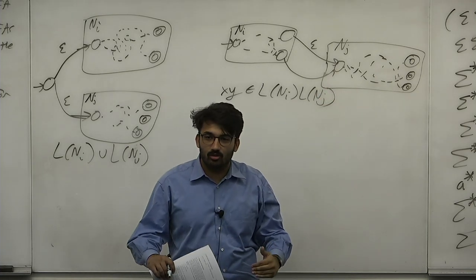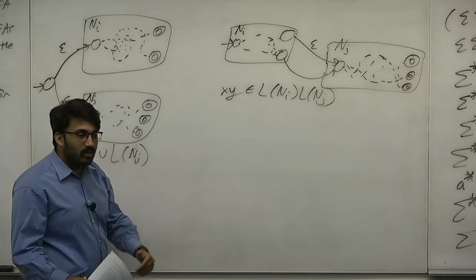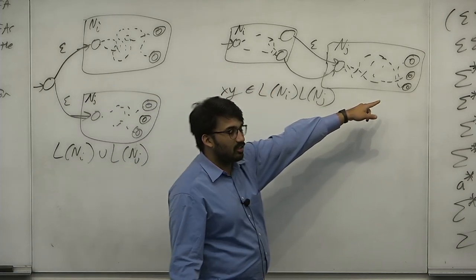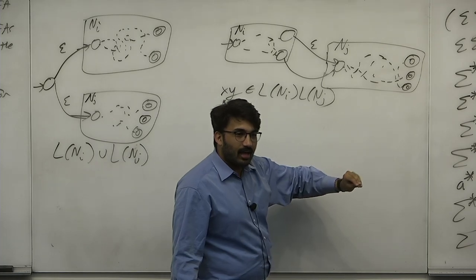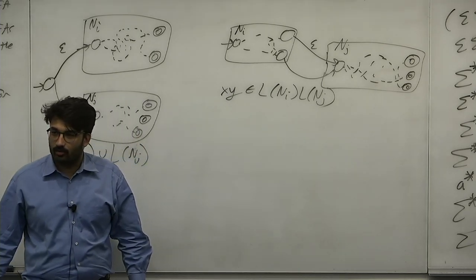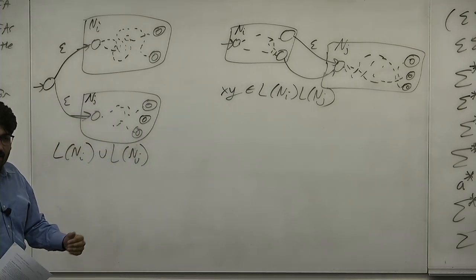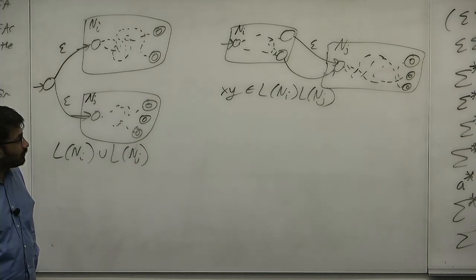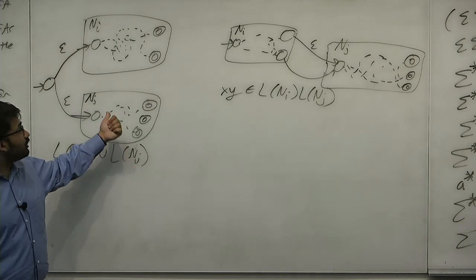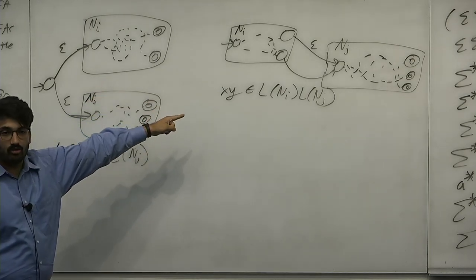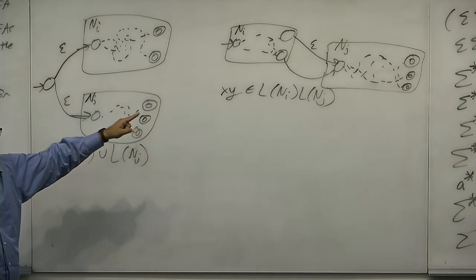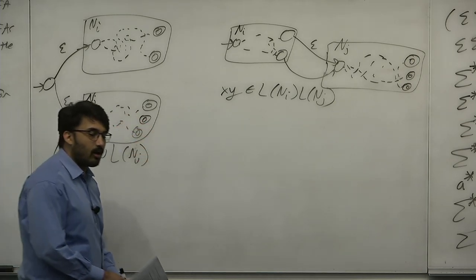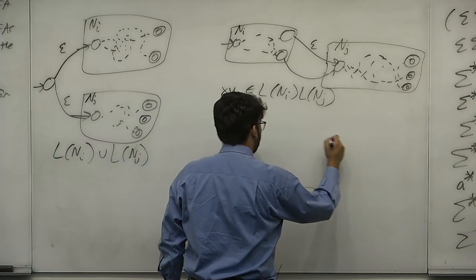So the concatenation of those two paths will get you from the start state of Ni to the end state of Nj. It's the same reason all these graph algorithms work, by concatenating paths together. Concatenating the words is concatenating the paths in the graphs. So we know that NFAs are closed under union. We also know that NFAs are closed under concatenation. We want to now conclude that the NFAs are closed under star.